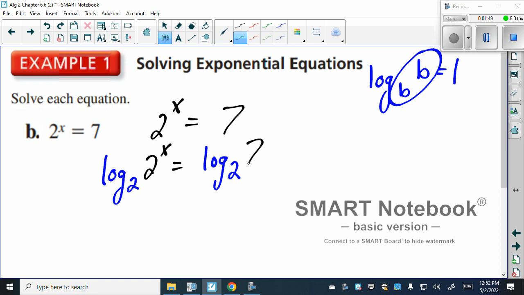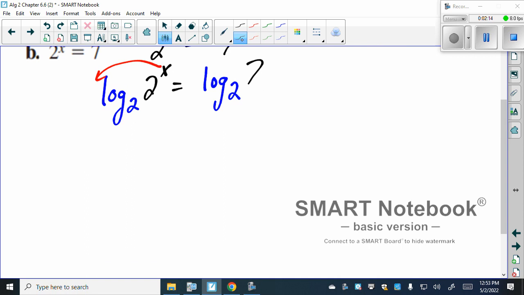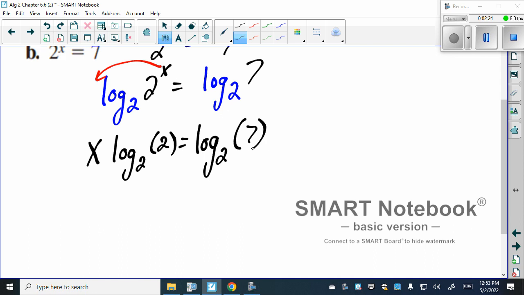What that'll give us is log base 2 of 2 to the x is equal to log base 2 of 7. Now on the left-hand side, this exponent is going to go out front. As part of our properties of logarithms, our power property states that if there's an exponent inside the logarithm, we can move it to the front. By doing this, we get x times log base 2 of 2 is equal to log base 2 of 7. Any questions on this so far?